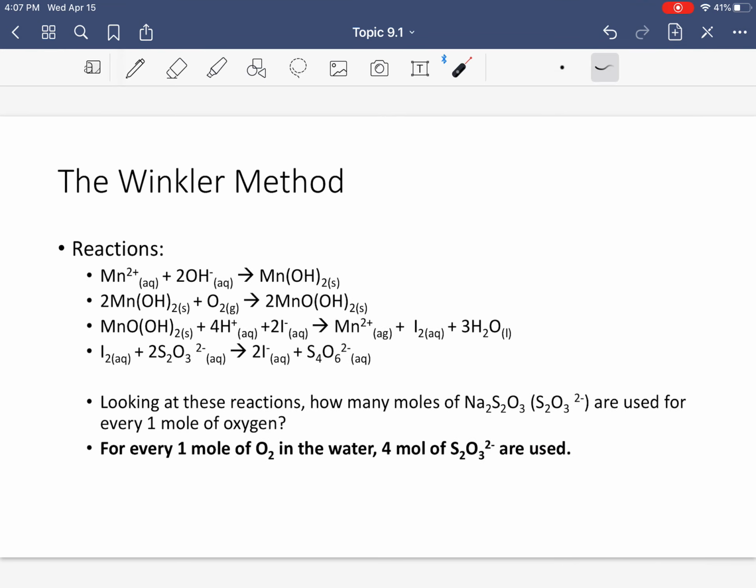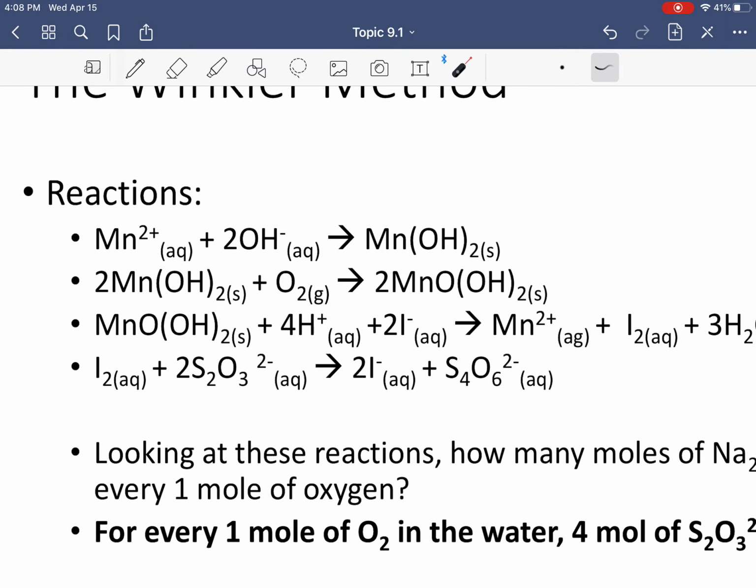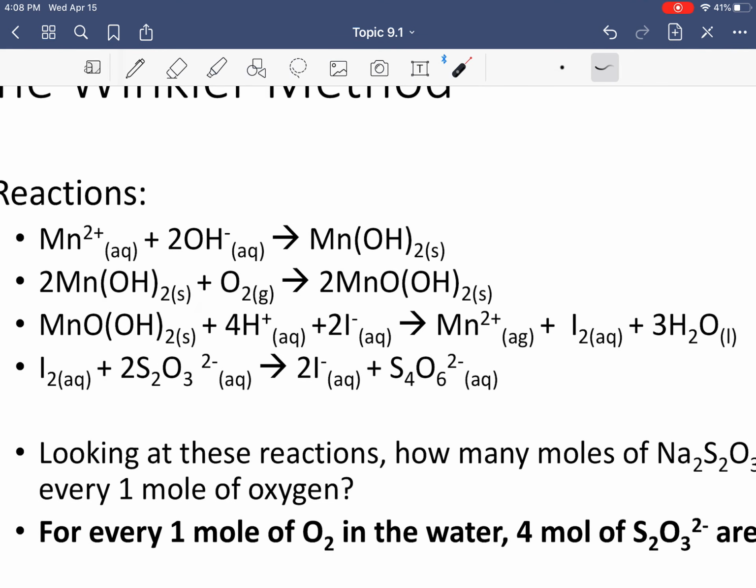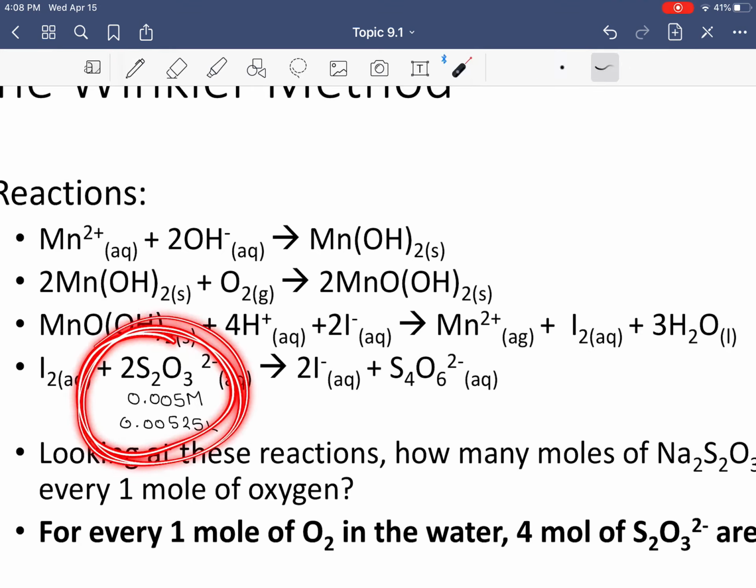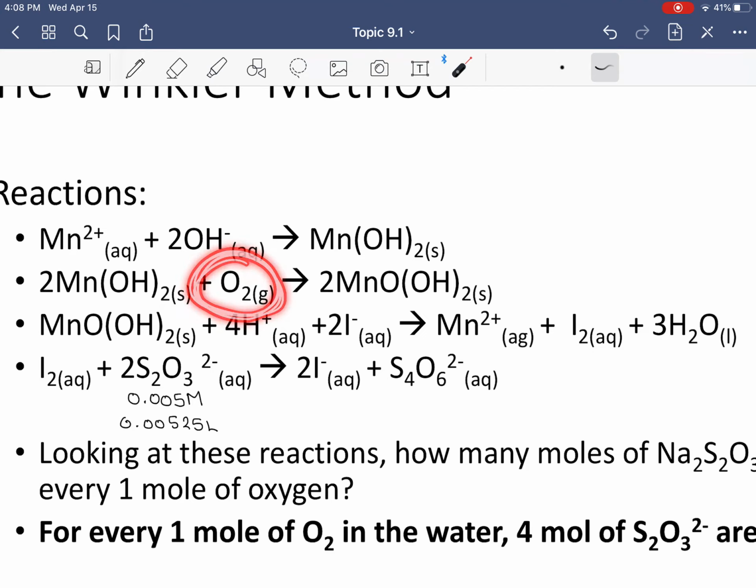All right, let's go back to the last page. Let's zoom in to this reaction. So what they're saying is that here's thiosulfate, and you used 0.005 molar of this at 0.00525 liters. Can I use this information to find out what the mole of this would be? Let me show you how this is done.